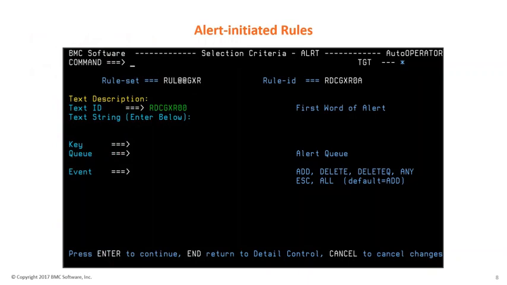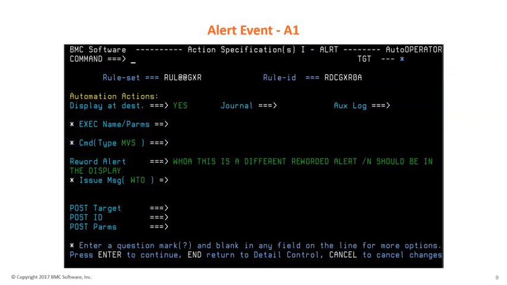If we specify an alert event, then what we're going to get is a display like this. Here in the text ID field, we're going to specify the text for the alert key. And then we can optionally specify a key event and some queue information down below. For the action specification, in this case, we're going to say display at desk. So we do want to generate the alert, and then we're going to reword it, as you can see down towards the middle. We say, this is a different reworded alert, /n, which means new line should be in the display. So what's going to happen is we're going to generate that to the alerts display.